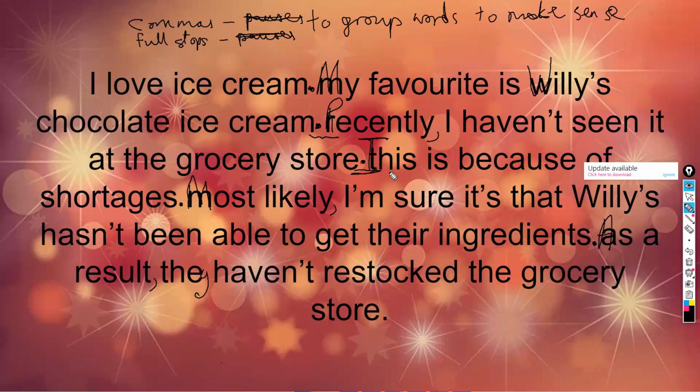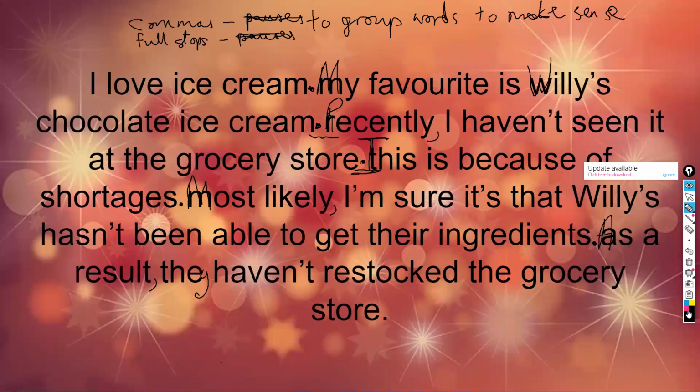So to know if I'm using a full stop, I have to make sense of the words before and after. It's not just that the sentence starts with this, so I put a full stop. It's that the next thing is a complete idea on its own. This is because of shortages, so I put a full stop, right? All right, so please check over your corrections or your answers if you did it.